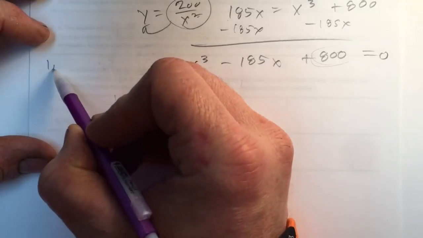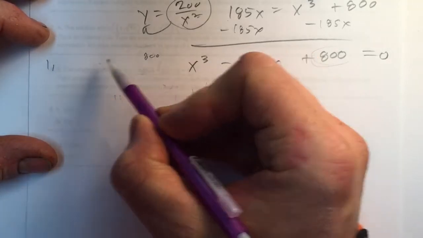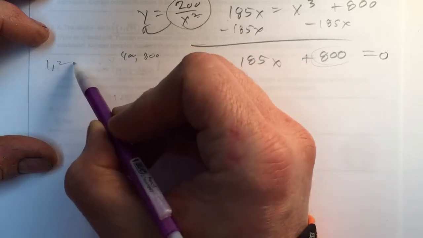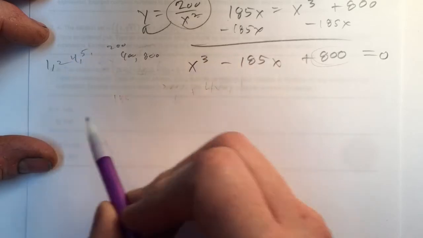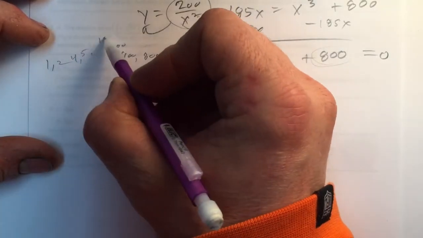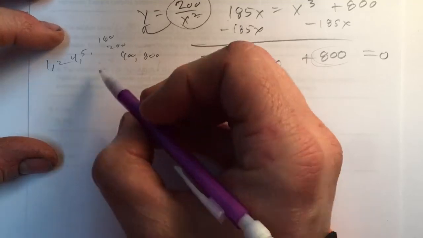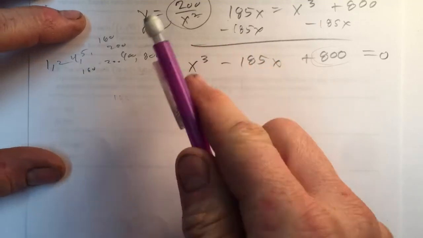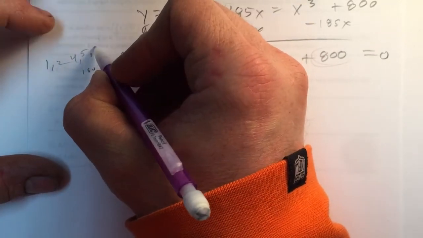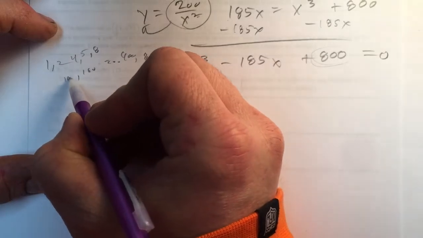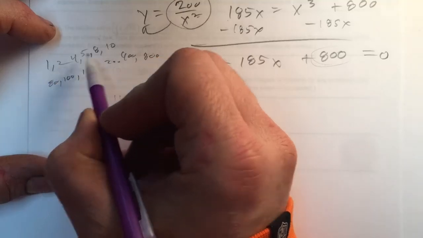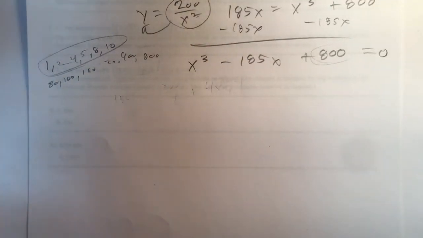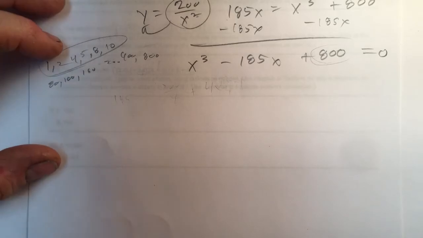So if I look at that, 1 and 800, 2 and 400, 3 doesn't go, 4 and 200, 5 and 160, 6, 7, 8 and 100, and 9 doesn't go, and then 10 and 80, and surely it's going to be one of those. And this has to be positive, so I'm not going to try any negative ones.